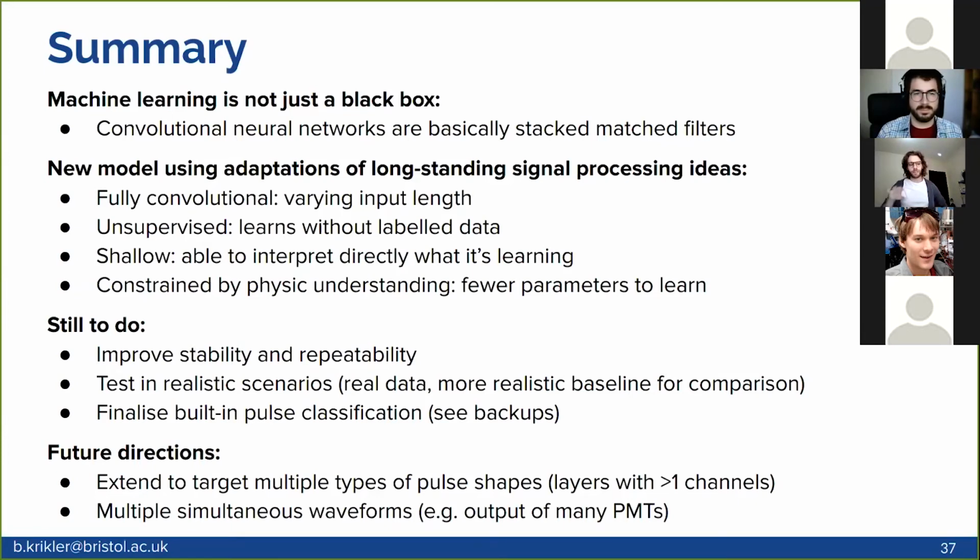And there's a whole piece that I haven't touched on at all, which is how you can reuse the amplitude layers that you've learned to actually do pulse classification directly. So moving towards having different types of pulses and using one algorithm that can learn, in the same way, different types of pulses at the same time. So I will wrap up there and happy to take questions, and apologies that I overran a bit.